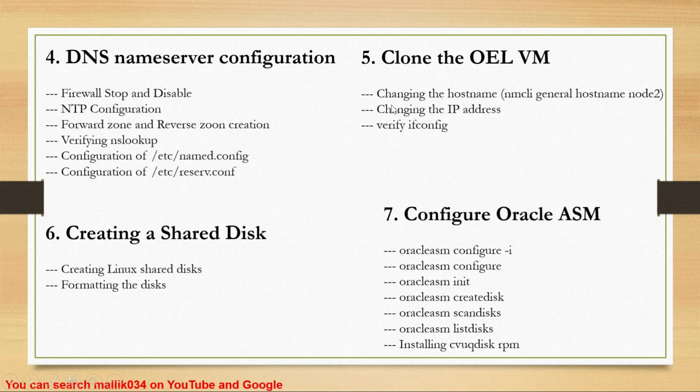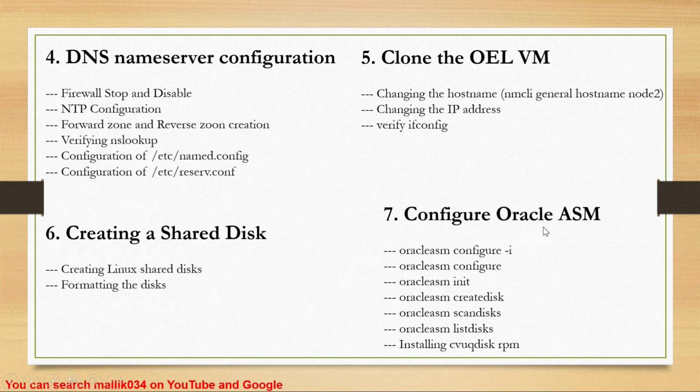So this I'm going to show you here. Creating the shared disk: if you are ready with node 1 and node 2, your two VMs are ready, then you can create a shared disk at the node 1 and node 2 level, and then how you can share between both the nodes, and how you can format using fdisk in Linux level. I'm going to show you the shared disk creation.